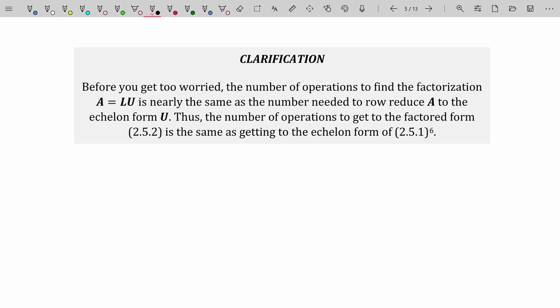Now remember, when you are doing reduced row echelon form to solve a matrix equation, you're row reducing that matrix. So it's almost the same number of operations as you would need anyway to start to solve the matrix. And by the way, it's just the forward phase, not the backward phase. So if you're actually going to do the reduced row echelon form for solving AX equals B, it requires more computation than it takes just to reduce A into an echelon form. Thus, the number of operations to get to the factored form LU is the same as getting the echelon form of this equation right here.